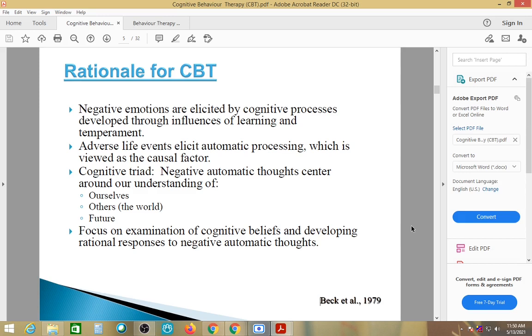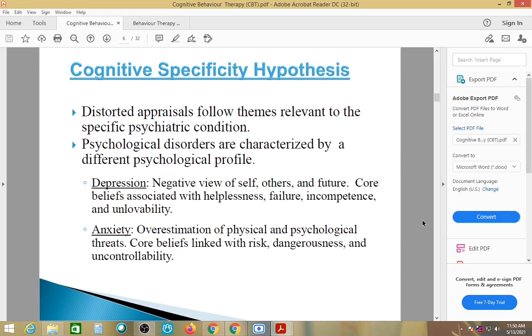Right, so let's go ahead. The cognitive specificity hypothesis. This is a research article which I thought you'll be able to understand. Distorted appraisals follow themes relevant to the specific psychiatric condition. Psychological disorders are characterized by a different psychological profile.